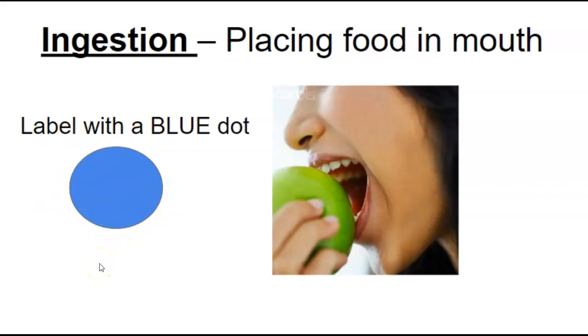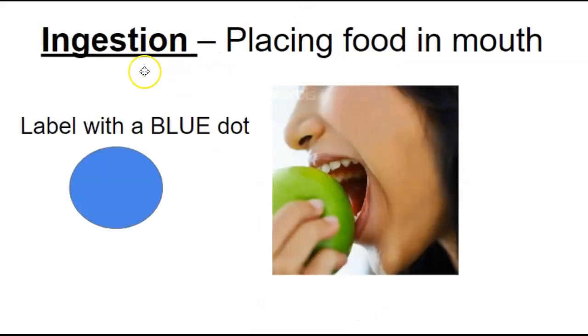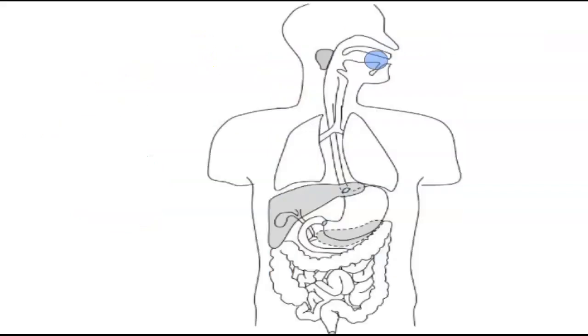So either on your parts diagram or on a separate diagram, you can label it with a blue dot. If you don't have markers, don't worry. You're just going to write down where this happens. So if you don't have markers and you don't want to color a blue dot by the mouth, you can just write down underneath your definition, happens in the mouth, or mouth in parentheses, okay? So where we eat happens in our mouth. So we're going to talk about the definition for these words and then where they happen.